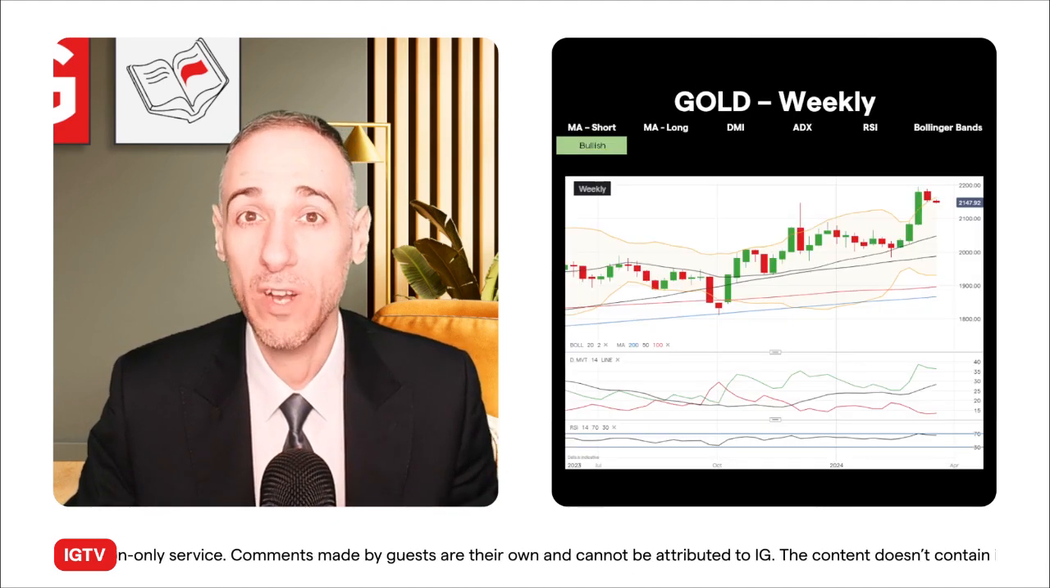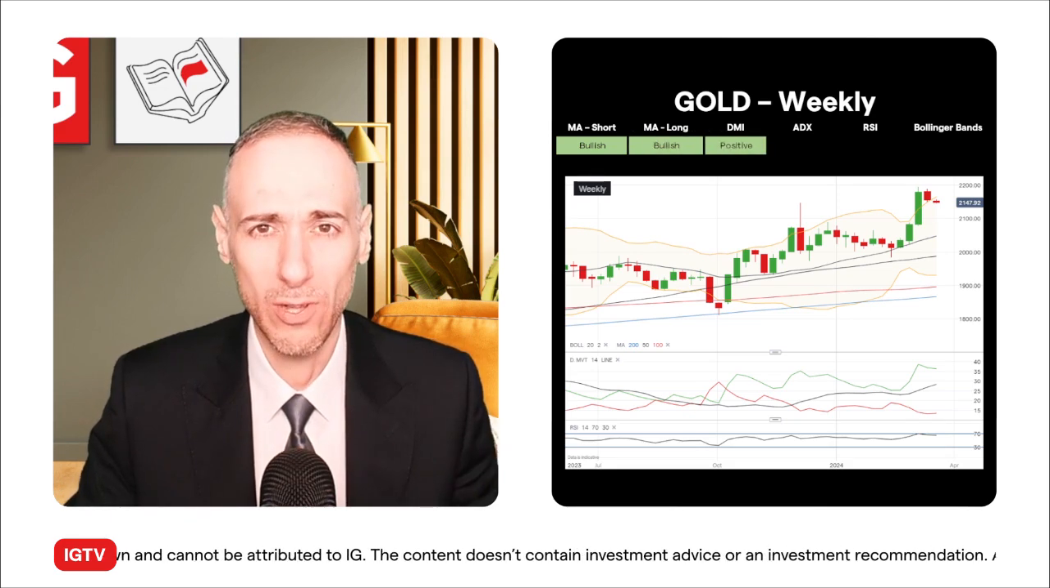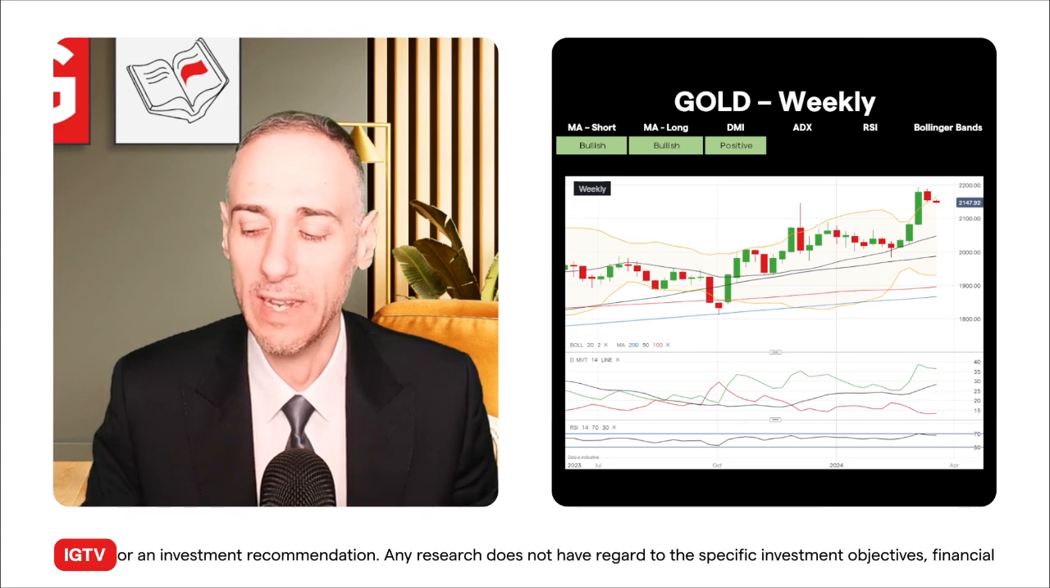Gold, weekly time frame, price above all its main weekly, short, and long-term moving averages. You got a DMI. I mean, look at that. Look at that nice gap between. I've plotted it here courtesy of IG's trading platform. You can see the gap between the positive DI and the negative DI.